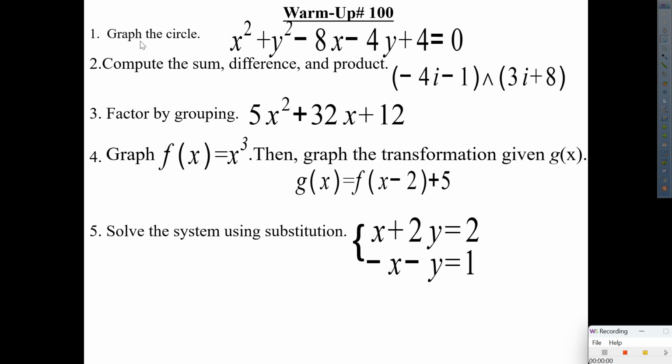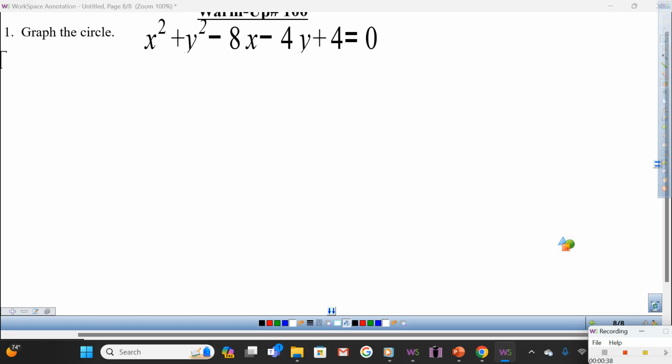So this is a quick review of everything we've seen so far. I think it's pretty robust. Number one, graph the circle. Number two, compute the sum, difference, and product of those complex numbers. Number three, factor by grouping. Number four, graph the transformation. And number five, solve the system by substitution. So I'll give you a little bit of time. Copy and go. Now it's recording.